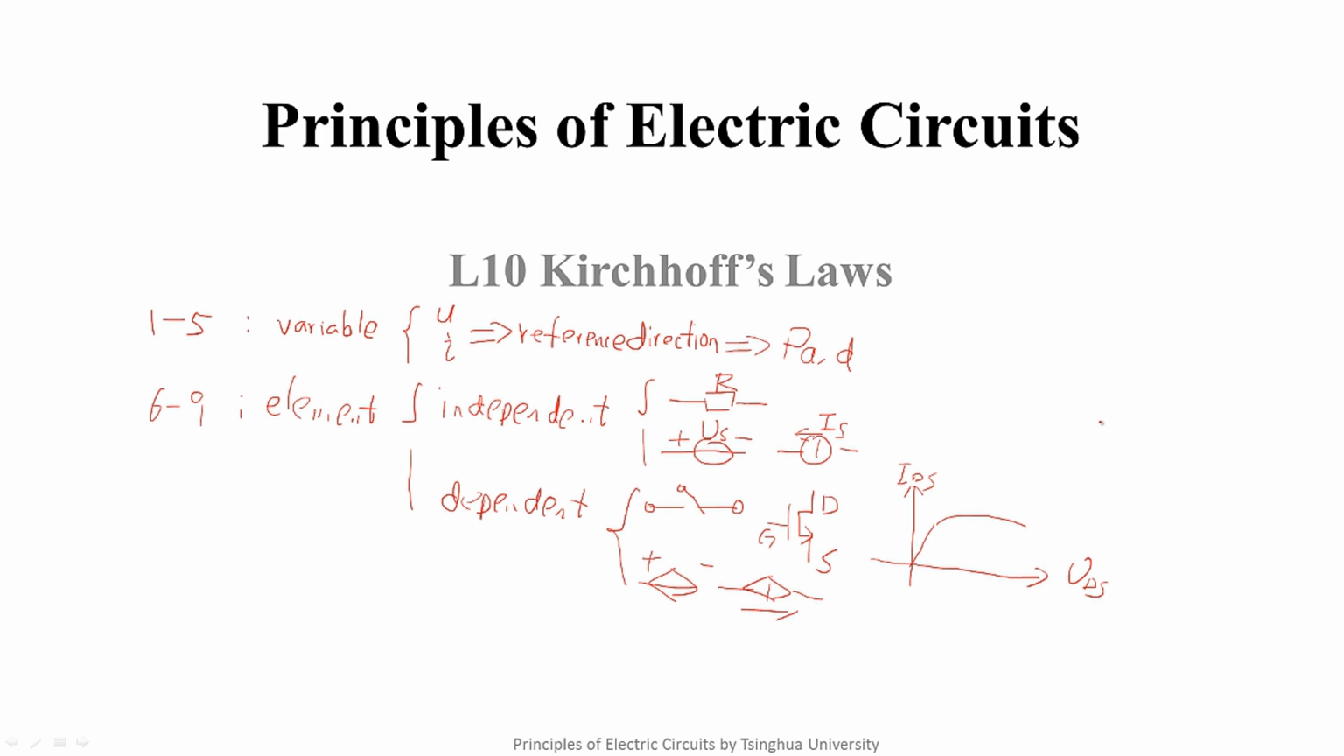These are all elements. We know the relationship of each component, such as for the resistor, we have U equals R times I. For the voltage source, that is U equals US, while I equals IS for the current source. We call the voltage and the current relationship in the ideal switch, the controlled voltage source, the controlled current source, and the MOSFET the element constraints.